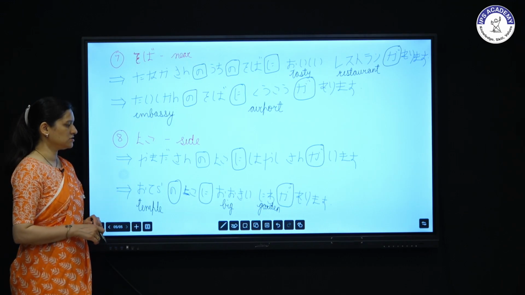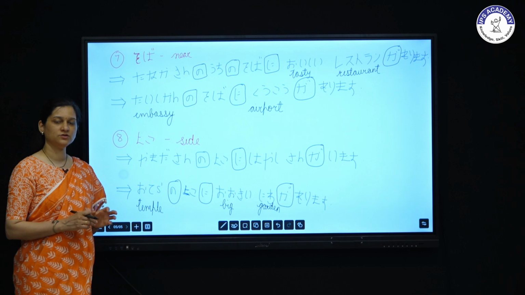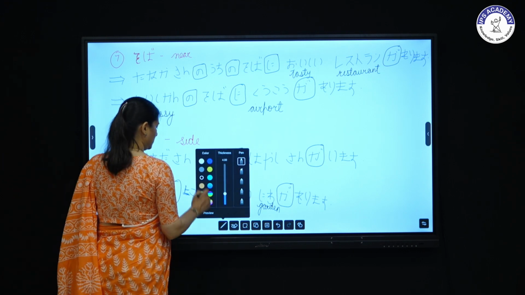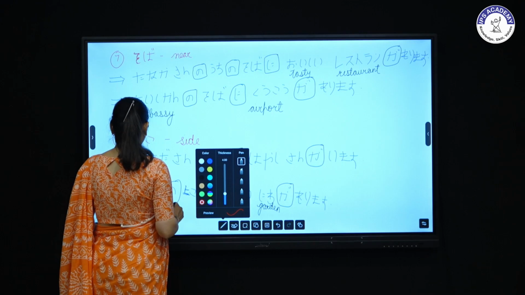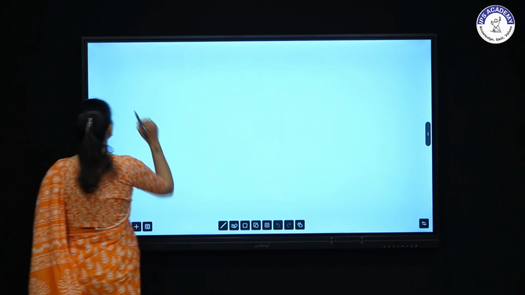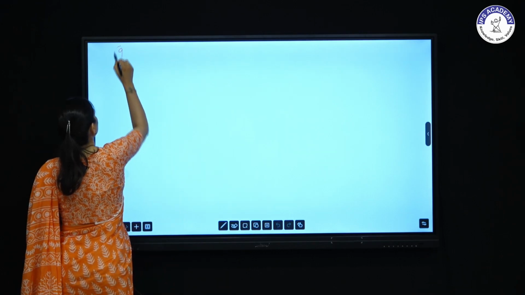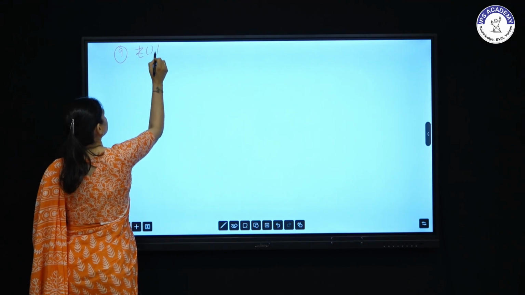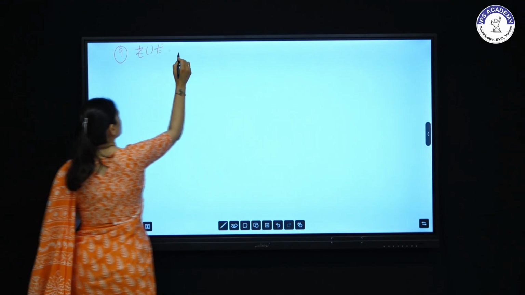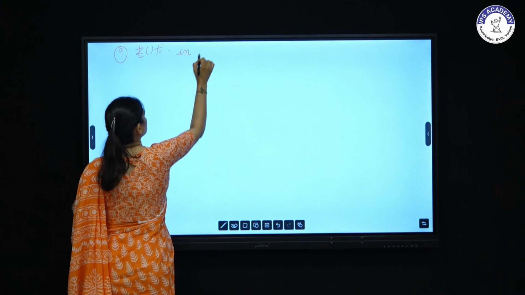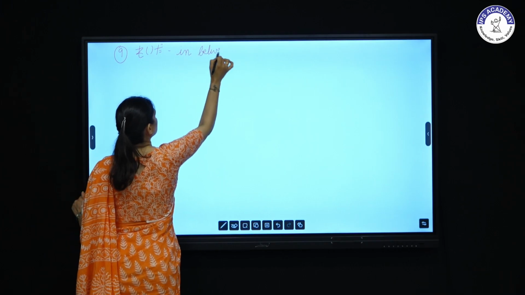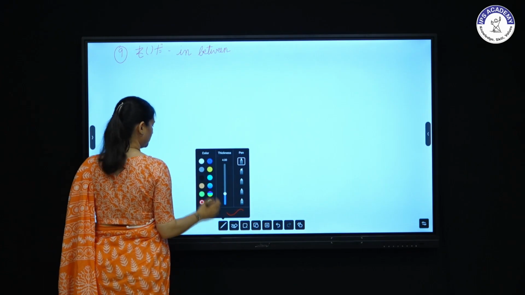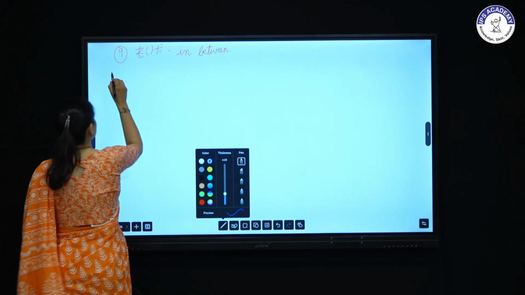Are the prepositions which we have studied till now clear to everyone? Okay. Then we have the last two prepositions. The ninth one is aida, which means in between. Okay. Let's take the examples.